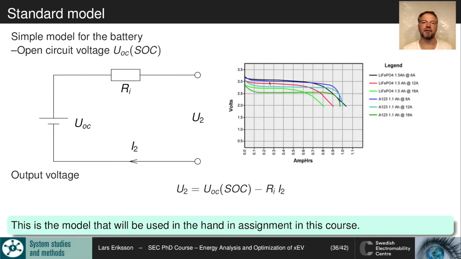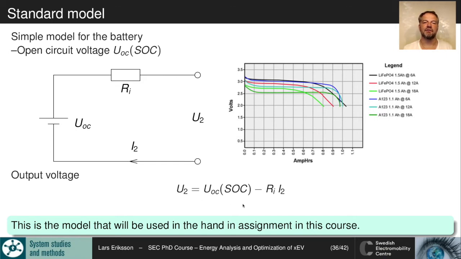Motivated by this, we will have flat behavior. We say that this one is indeed constant in the exercises, and then we have to account for the resistive losses that we have in the battery. And this is the model that we'll use in the hand-in assignments in this course. But once again, I want you to be aware of this dependence.